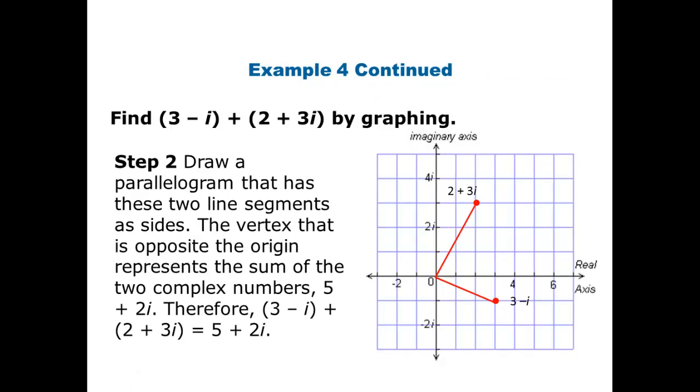Alright, step 2, draw a parallelogram that has these 2 line segments as sides. Alright, so remember, a parallelogram has opposite sides that are parallel. So this side here, we're going to draw a parallel line right here from this point. And then from this line here, we're going to draw a parallel line up top.